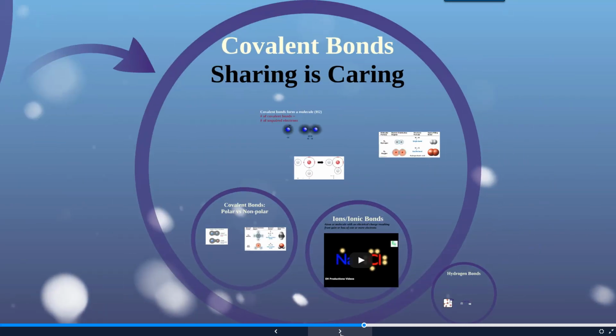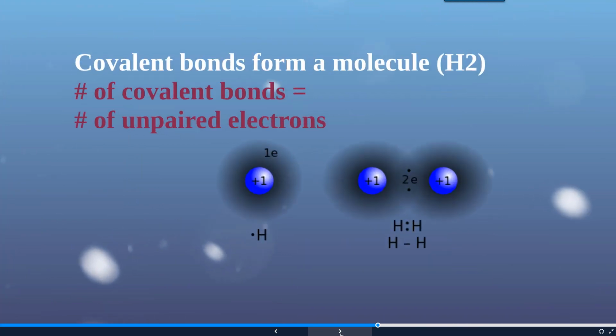We have several different types of bonds that are created by these electrons, and the first we're going to discuss is covalent bonds. And I like to remember the phrase "sharing is caring" when I'm thinking about these types of bonds. Covalent bonds are going to help form a molecule, and the number of covalent bonds is going to be equivalent to the number of unpaired electrons.